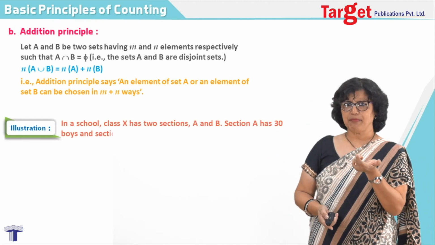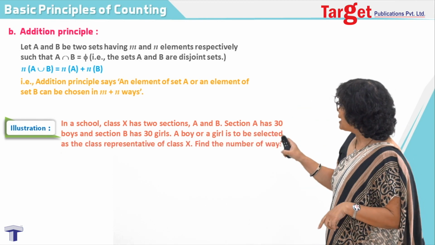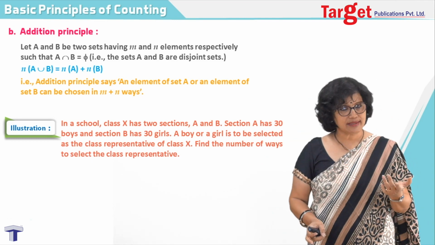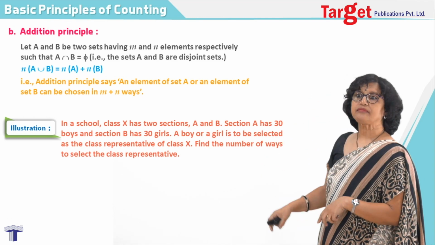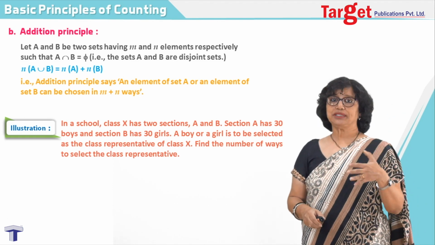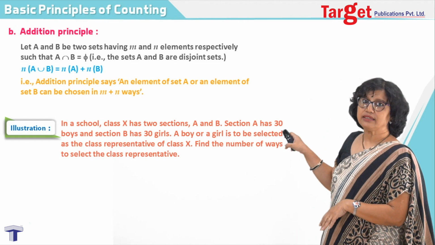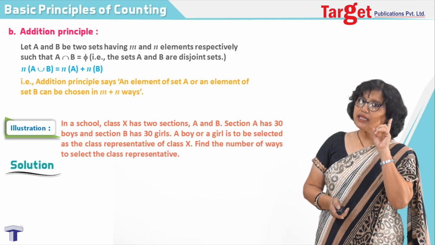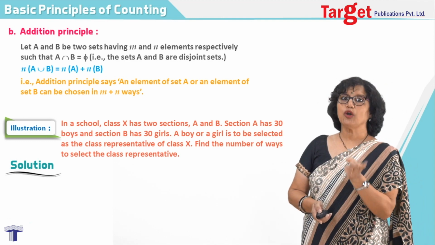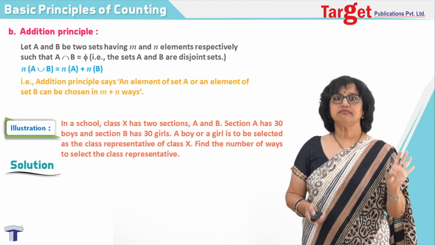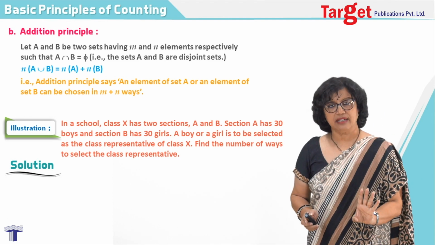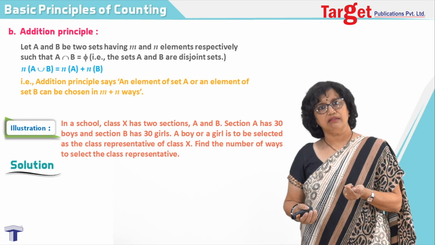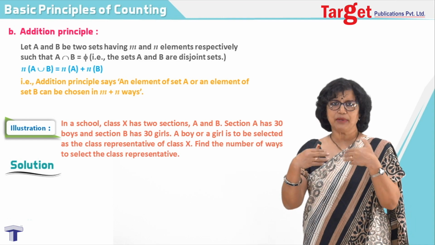So let me take one small example to make things clearer to you. In a school, class 10 has two sections, A and B. Section A has 30 boys and section B has 30 girls. A boy or a girl is to be chosen as class representative. In how many ways can that class representative be chosen? Now, here there are 30 options of boys and there are 30 options of girls. Any one of them can become class representative. Easily you could have answered this as, if 60 options are available and only one has to come, then the answer should be 60. That I am telling you intuitively.